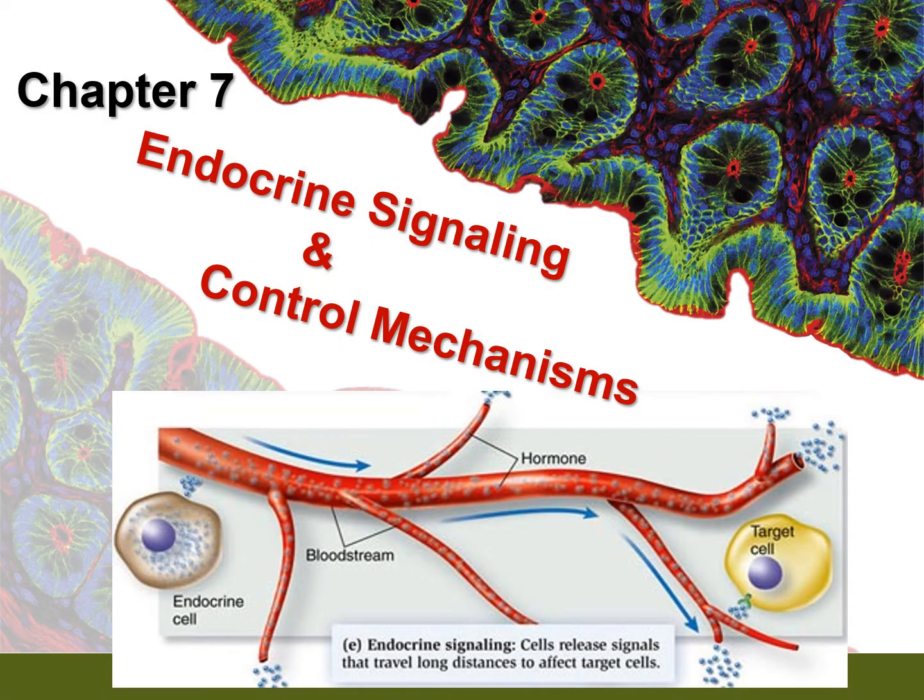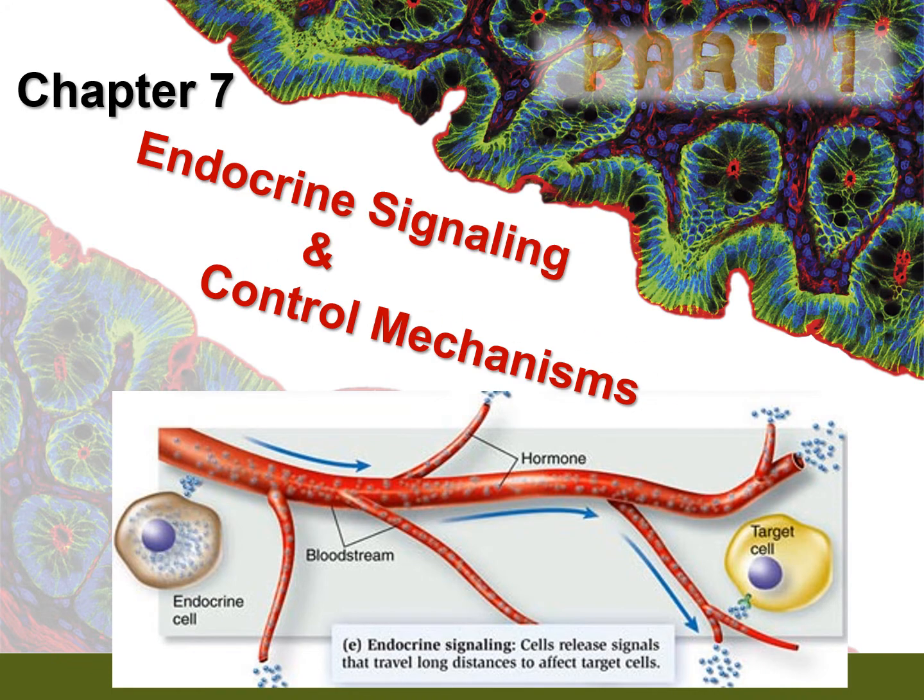Welcome to Chapter 7 of Biomedical Physiology. Here we're giving you an intro to the endocrine system, the control mechanisms that surround secretion in order to prevent too much secretion or too little secretion of hormones into the bloodstream affecting target cells.